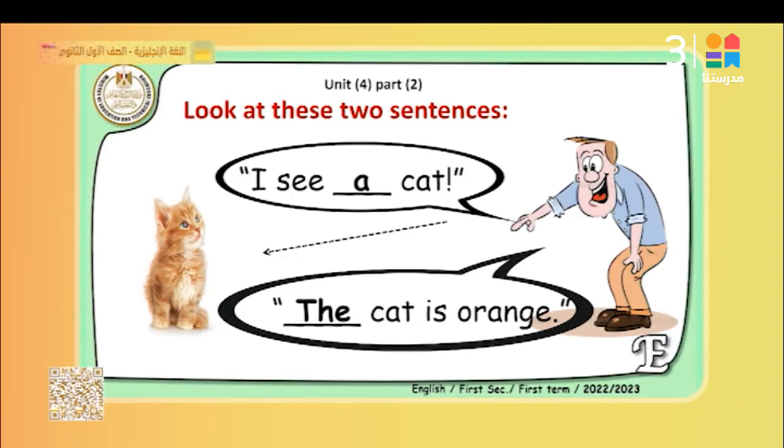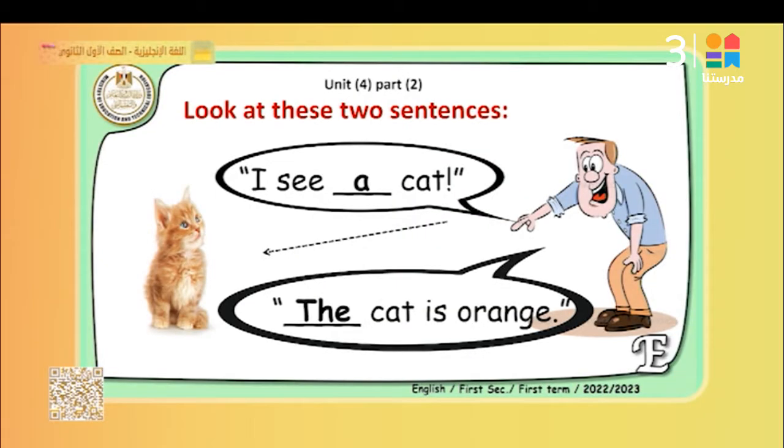So when do we use a or the? We use a when something is mentioned for the first time. For example, I see a cat. The cat here is something indefinite. There are a lot of cats in the street and I see one of them, so I see a cat. But when I mention the word again, I will say the cat is orange, because here I'm talking about a definite cat, a particular one which I look at. So when you mention something for the first time, use a or an, and when you mention it for the second time, use the.